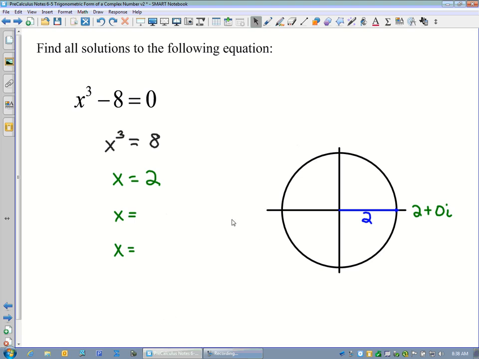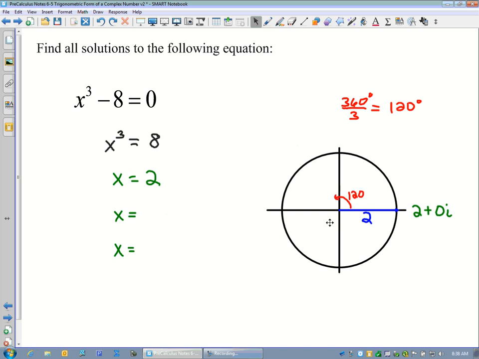Now our other two solutions, remember, are evenly spaced about the circle, so 360 degrees divided by 3 is going to be 120. There's going to be 120 degrees between solutions. It's interesting to note that anytime you're dealing with cube roots, it's always going to be 120 degrees, which means that if one of your answers is real, on the real number line, it's going to make special right triangles that you can work with.